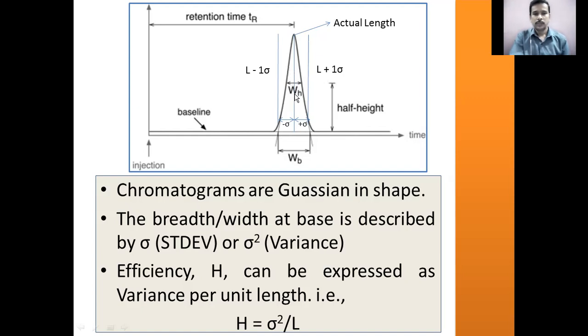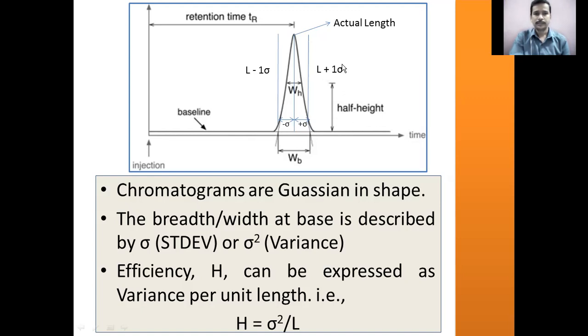So you have the chromatogram. In the chromatogram, there is a peak, and the peak is eluted at the retention time TR, and it has minus sigma and plus sigma in the peak towards the left hand side and right hand side because this is in Gaussian shape. So what is the length of the column? If you consider this minus sigma, that will be L minus sigma. And if you consider this plus sigma, L plus sigma, the length of the column the solute has reached, right? Up to this point is L minus sigma, and up to this point it is L plus sigma, right?